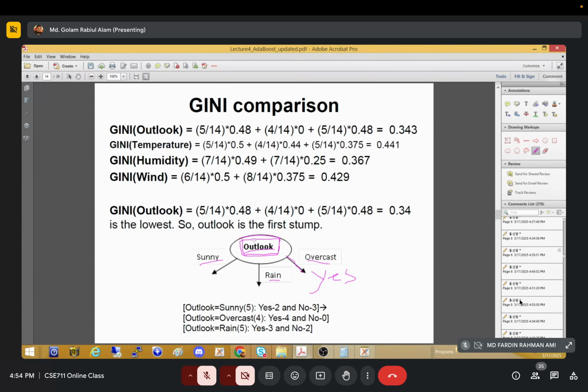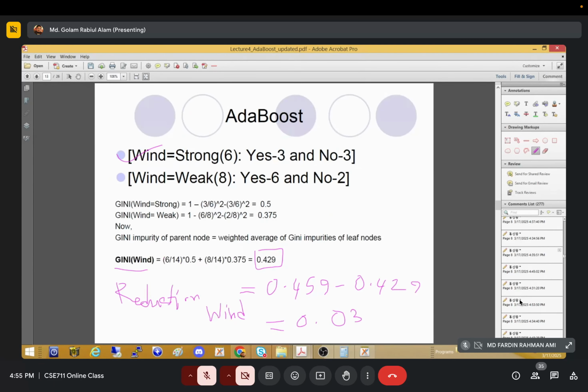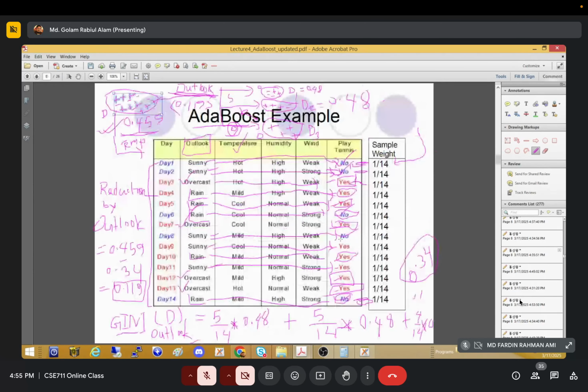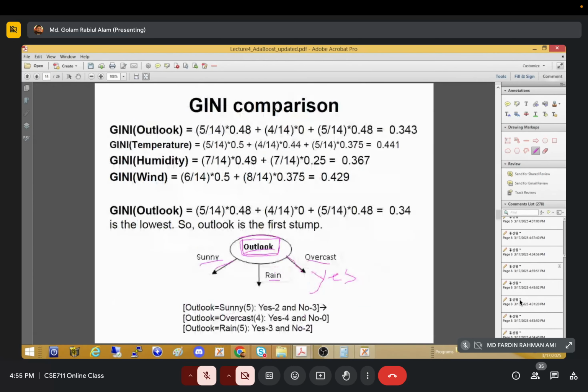Now we have to think about the decision if outlook equals sunny. For this case, we got 3 times negative decision and 2 times positive decision. Those are mixed up decisions. So we cannot directly say yes or no at this stage.